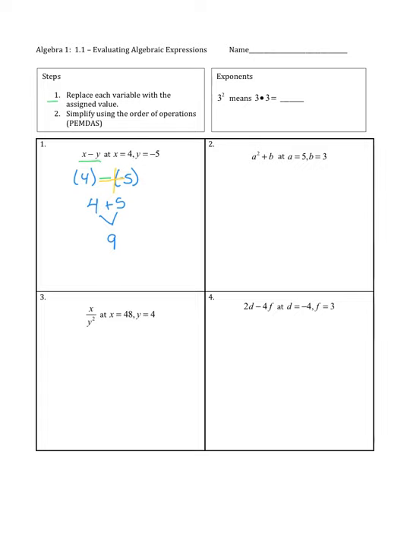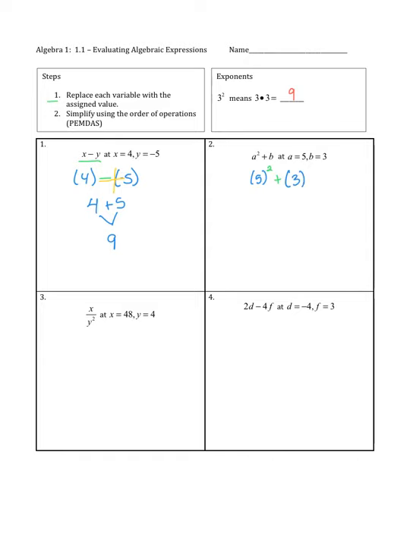Now we've got an exponent here. When we have 3 squared, it means 3 times 3. What's 3 times 3? Right, I know every single one of you shouted it out at home. 9. So do the same steps, replace the variables. My A is 5, my B is 3. So I'm going to write 5, but 5 is still squared. Okay, I replaced my A with 5, and I am raising it to the second power. Plus, my B is 3.